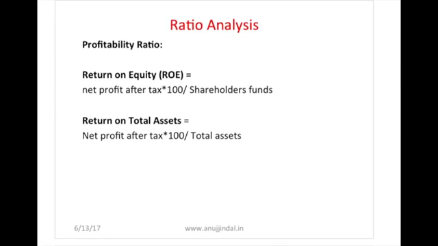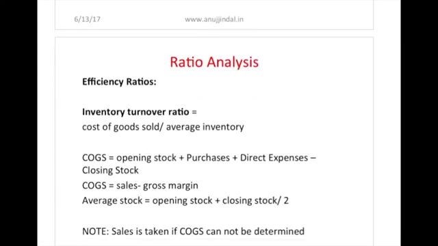The next is return on equity, ROE. Very important again. Net profit after tax into 100 upon shareholders funds. We already understood how to find out shareholders funds. Net profit after tax is all kinds of profits left after every kind of expenses being paid out to the person or enterprise concerned. Return on total assets: it is net profit after tax again into 100 upon total assets. Not shareholders funds, we have total assets here.